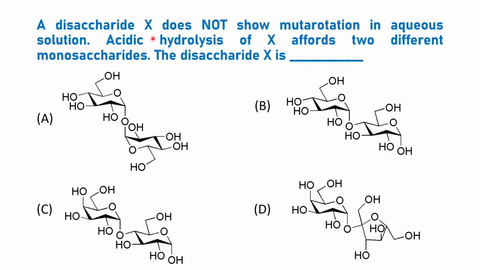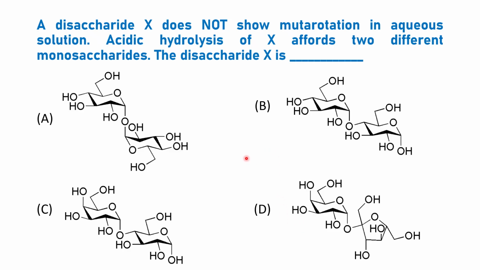And in this particular question, there are two parts. The first part is about mutarotation. They say the disaccharide does not show mutarotation. And the second part is that the acid hydrolysis of this disaccharide gives two different monomers. So these two are the two points based on which we can solve this particular question.